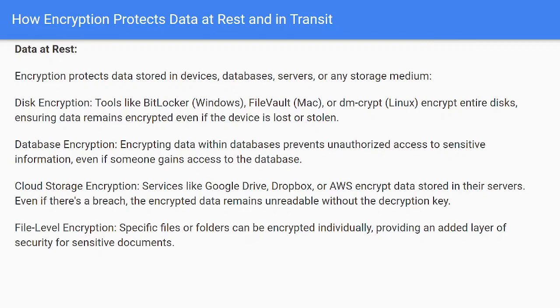So the next thing is cloud storage encryption. Services like Google Drive, Dropbox, AWS, they encrypt data on their servers. The goal is that if I am breached, the data should still not be readable. Do you understand? And the next one is file level encryption. This is when you're encrypting specific files. It's possible that you right click and you password a file. That's a form of encryption. You password your Excel document, whatever document that you have.